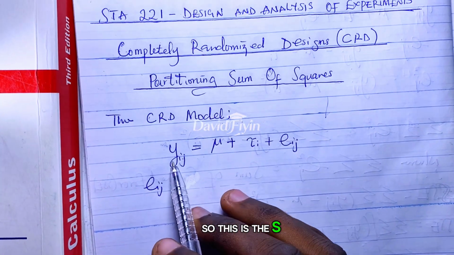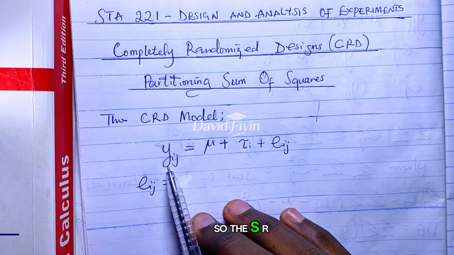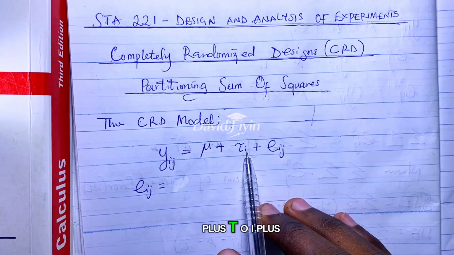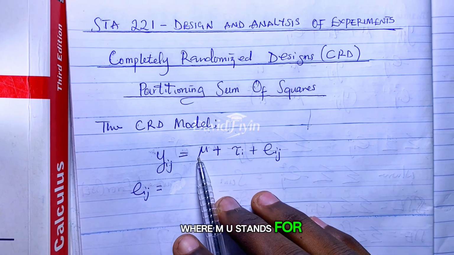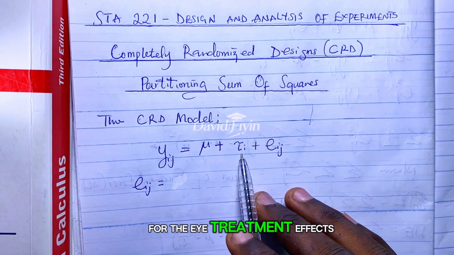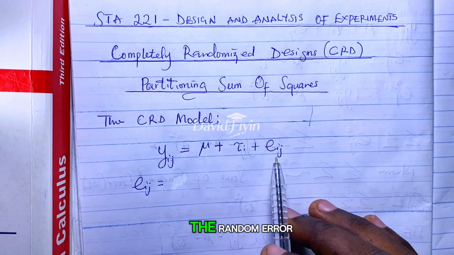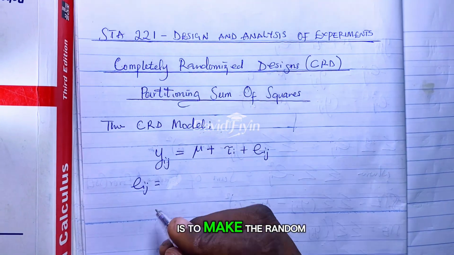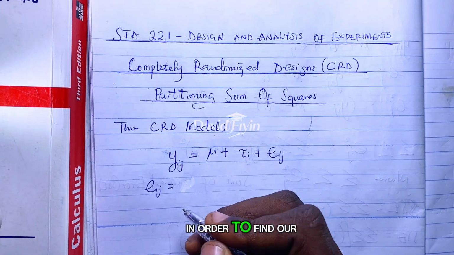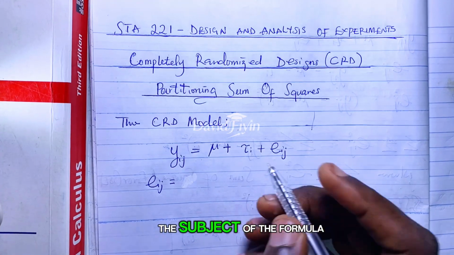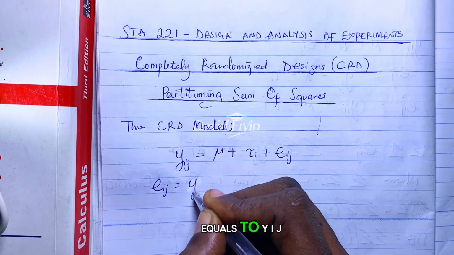So this is the CRD model that we've been using so far. The CRD model is Yij equals mu plus tau i plus Eij, where mu stands for the overall mean, tau i stands for the ith treatment effect, and Eij is the random error. Here i is from 1 to k, and j is from 1 to n.